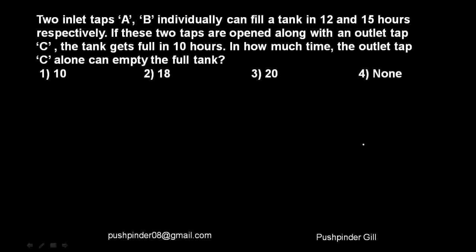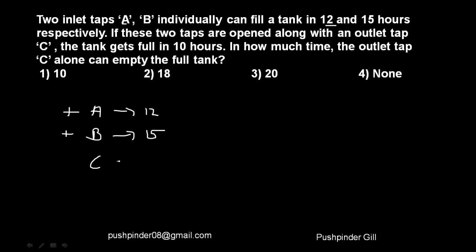Okay, now 2 inlet taps A and B individually can fill a tank in 12 hours and 15 hours respectively. If these 2 taps are opened along with an outlet tap C, the tank gets full in 10 hours. In how much time can the outlet tap C alone empty the full tank? Now let's just lay down what he has given to us. He says A can fill a tank in 12 hours. So that means A is a positive. Positive means it can fill a tank in 12 hours. Fine. B over here, again a positive, can fill the tank in 15 hours.